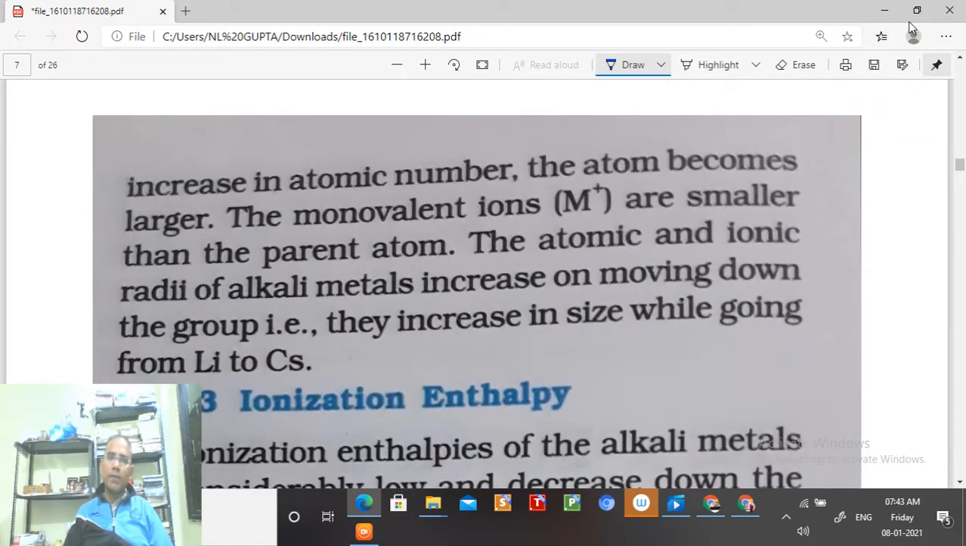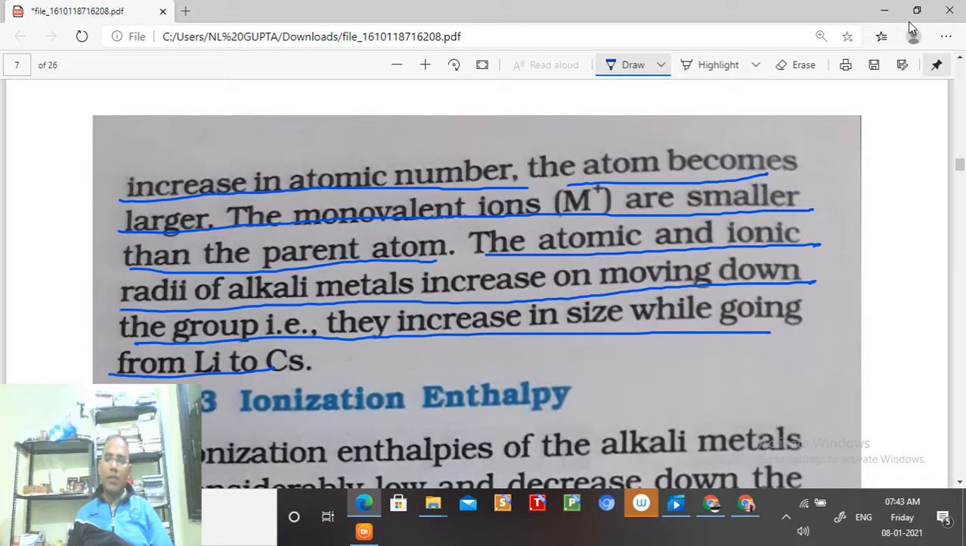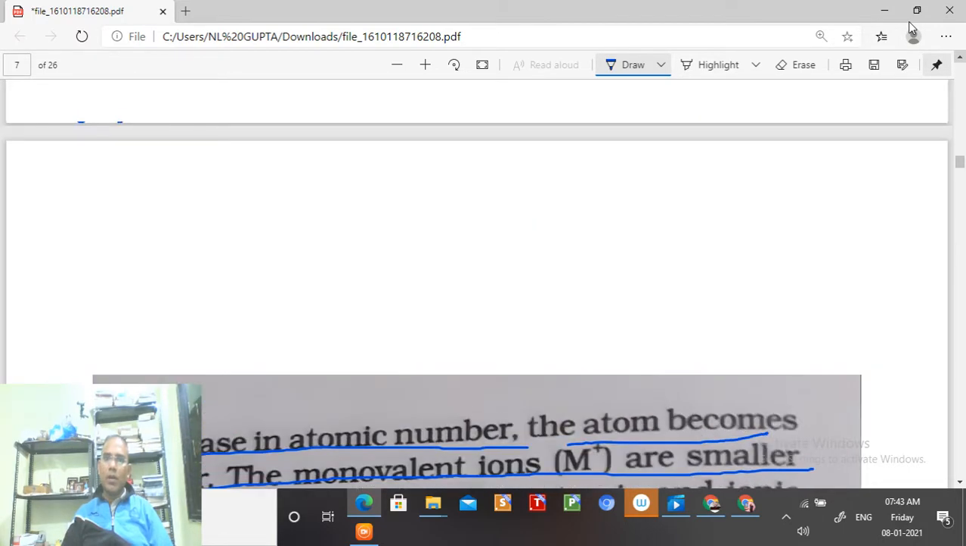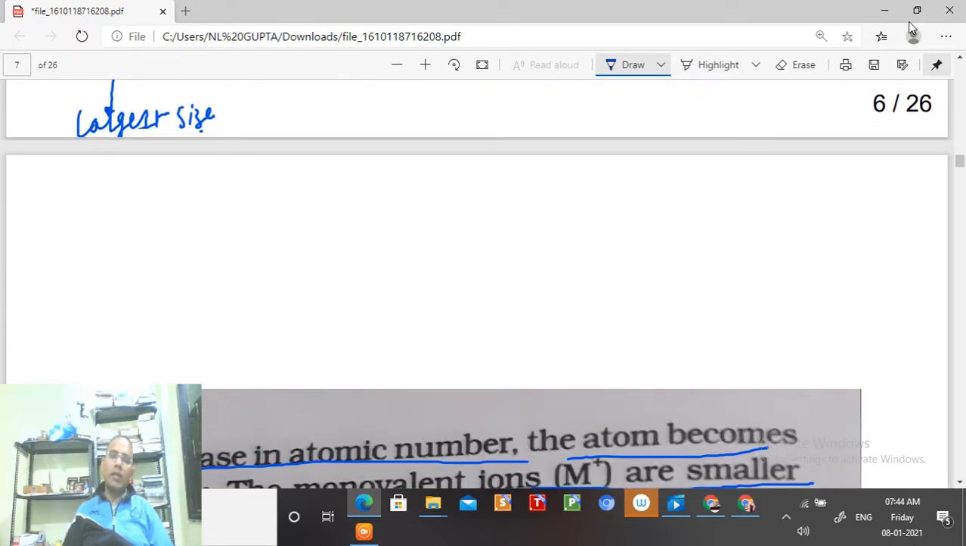Other properties they are saying: with increasing atomic number, these atoms become larger. The monovalent ion M plus is smaller than the parent atom. Okay, the atomic and ionic radii of alkali metals increase on moving down the group. They increase in size while going from lithium to cesium. So dear student, let us have a look at it. How can you understand? They are saying that when you are moving down the group: lithium, sodium, potassium, rubidium, cesium and francium.